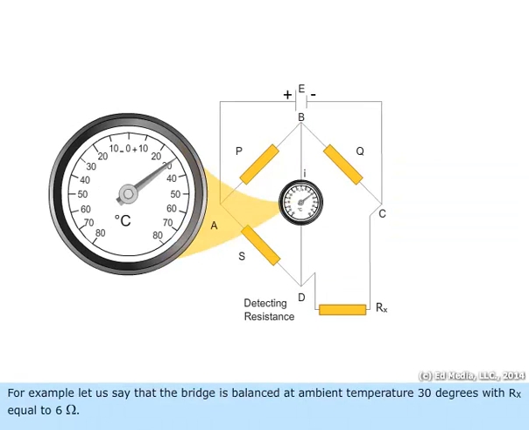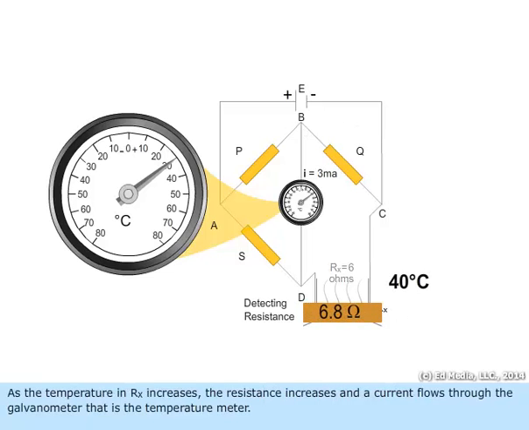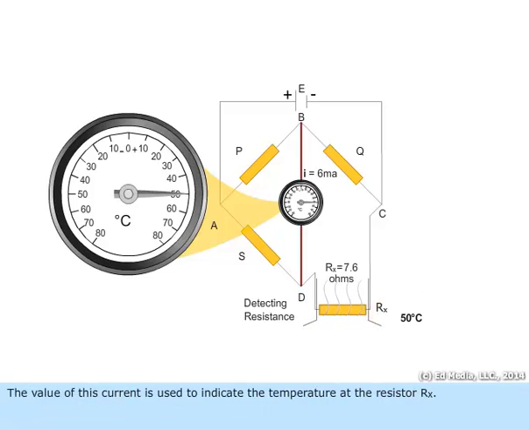For example, let us say that the bridge is balanced at ambient temperature 30 degrees with Rx equal to 6 ohms. No current flows through the galvanometer, that is the temperature meter. As the temperature in Rx increases, the resistance increases, and a current flows through the galvanometer, that is the temperature meter. The value of this current is used to indicate the temperature at the resistor Rx.